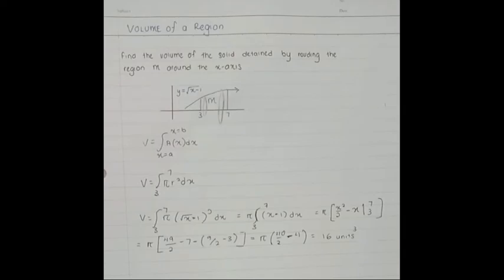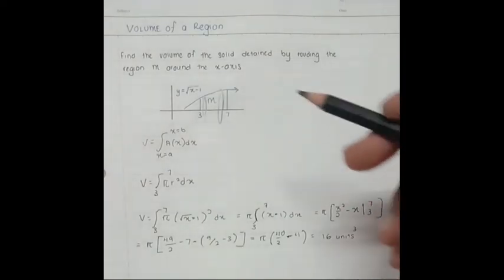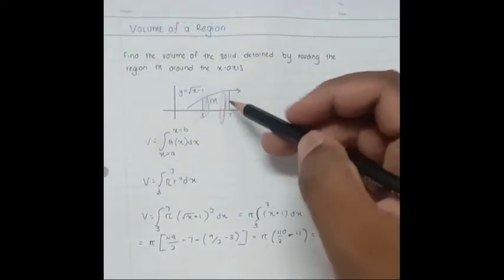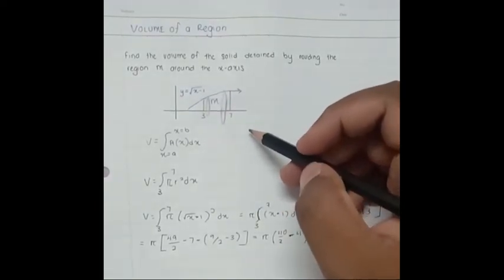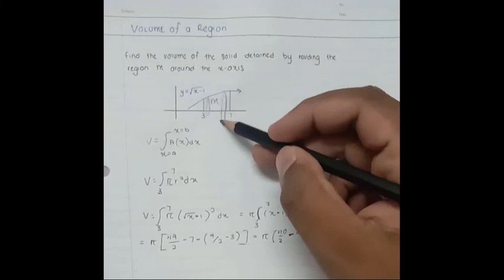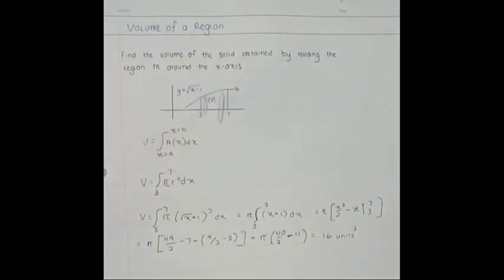Let's look at a volume of region example question. Find the volume of the solid obtained by revolving the region M around the x-axis. So we are rotating this region M, which is caught between these lines and the x-axis, around the x-axis. What's going to happen is we're going to take this piece and revolve it around. As you can see here, we're going to get various discs of various sizes all on top of each other.